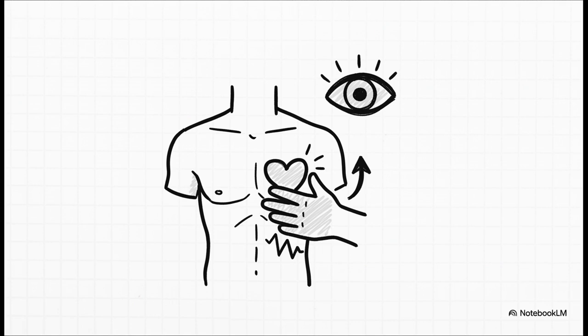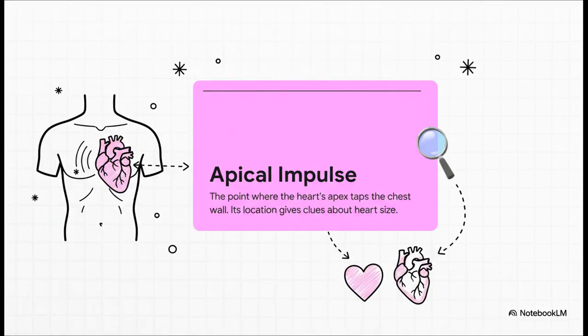Then palpation is all about confirming the location of the apex beat. You're also feeling for 2 really key signs: thrills, which are these buzzing vibrations that literally feel like a purring cat and suggest turbulent blood flow, and heaves, which are lifting sensations that can be a sign of an enlarged heart chamber.